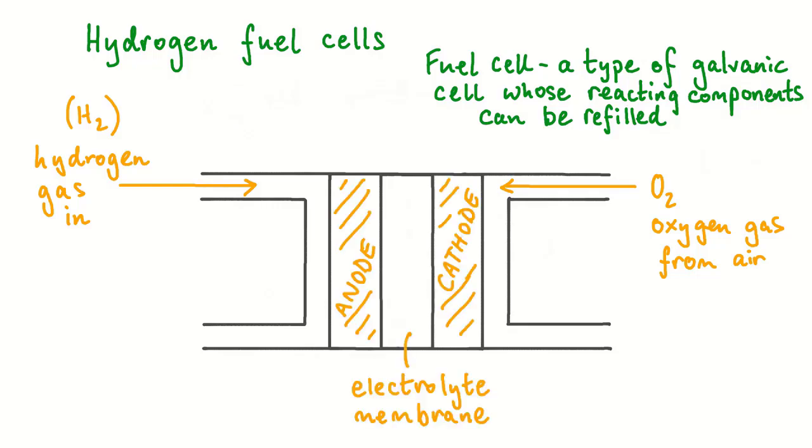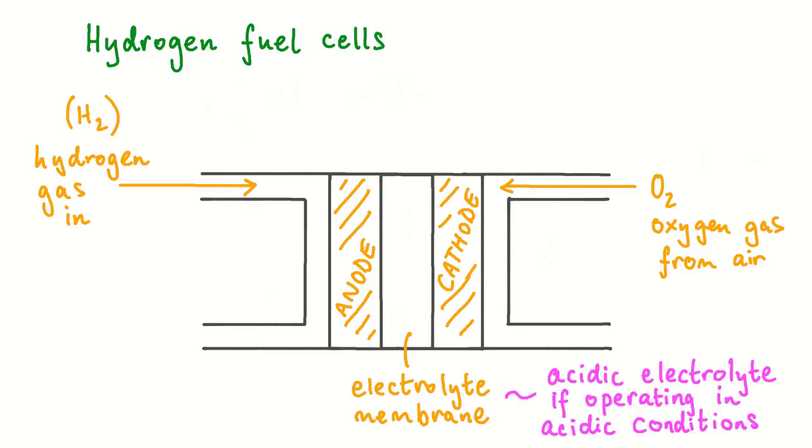Inside the fuel cell, the anode and the cathode are separated by an electrolyte-filled membrane. In the acidic hydrogen fuel cell, the membrane is filled with an acidic electrolyte. At the anode, hydrogen gas is oxidized and electrons are released. These can be made to flow around an external circuit through an electric motor, for example.